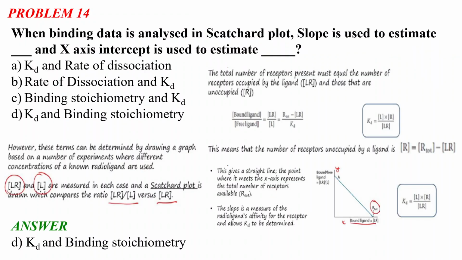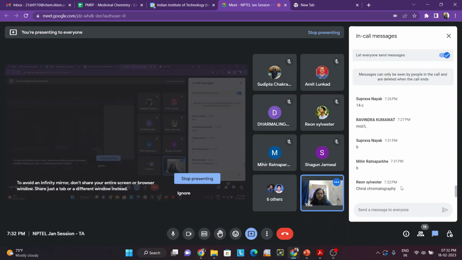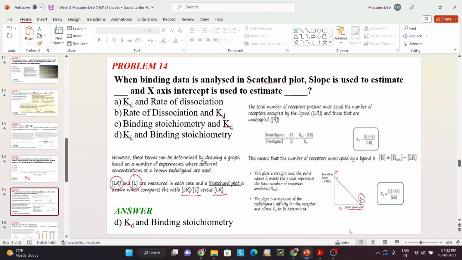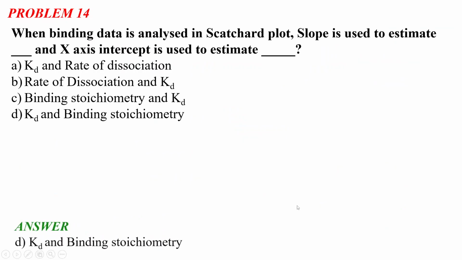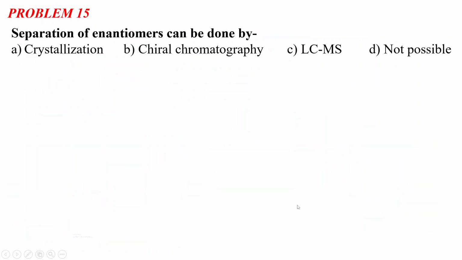So do we have any answer for problem number 15? Okay, we have one answer, I think. Now we have two to three answers, like chiral chromatography. Let us see now which is the answer and then discuss it. So yes, the correct answer is option B, chiral chromatography.